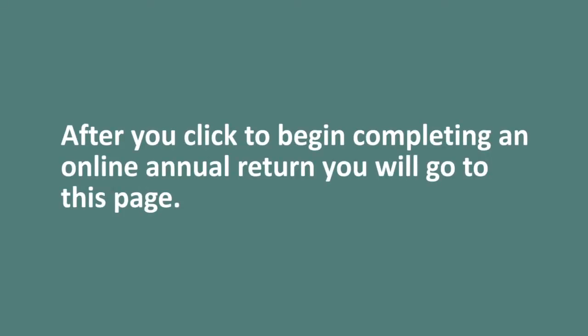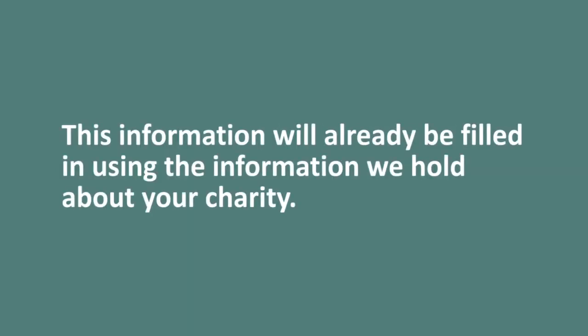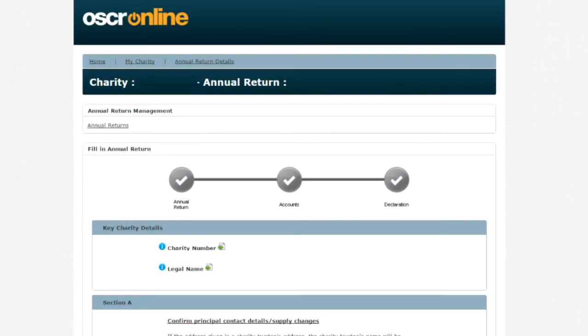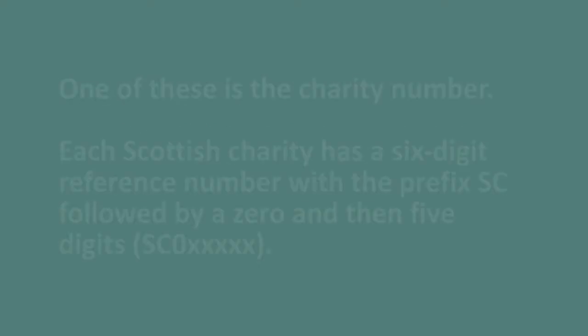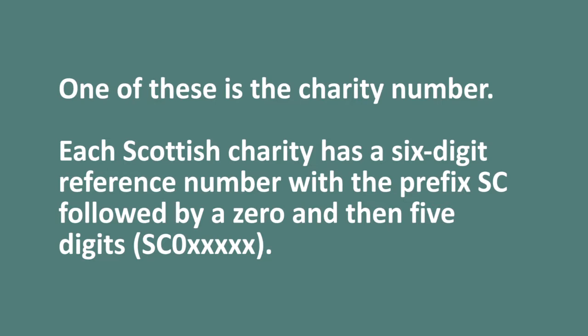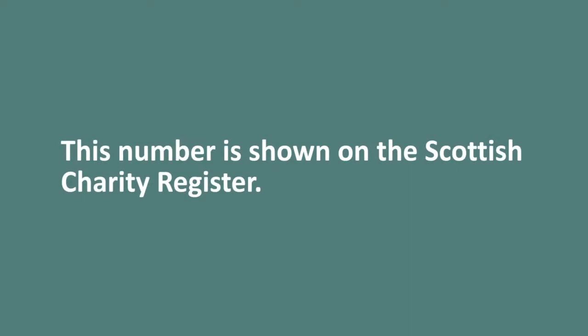After you click to begin completing an online annual return, you will go to this page. This information will already be filled in using the information we hold about your charity. Above section A, you will see 2 fields where the information has already been filled in. One of these is the charity number. Each Scottish charity has a 6-digit reference number with the prefix SC followed by a 0 and then 5 digits. This number is shown on the Scottish Charity Register.